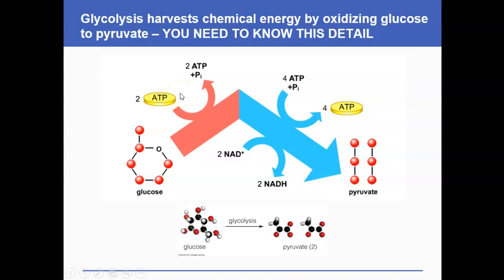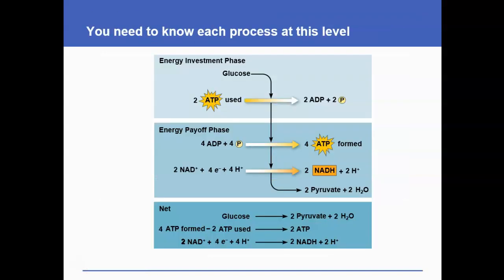So for glycolysis to occur, in order to break down the 6-carbon sugar into 2 3-carbon pyruvates, you need to invest 2 ATP. But there's a second phase where you're actually going to get 4 ATP out. So there is going to be a net production of 2 ATP, because you invested 2, you get 4 out, net 2 ATP formed in one round of glycolysis, breaking a single glucose. You are also going to get 2 NADH molecules during this splitting.